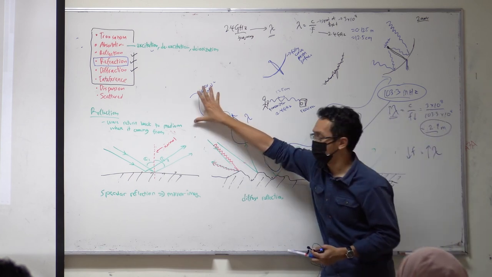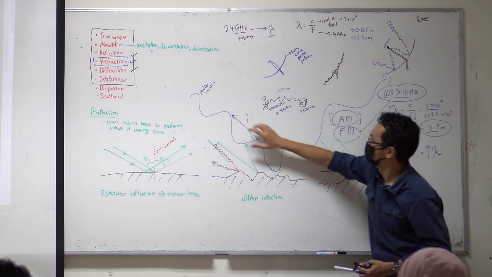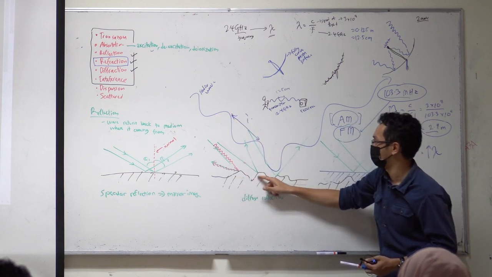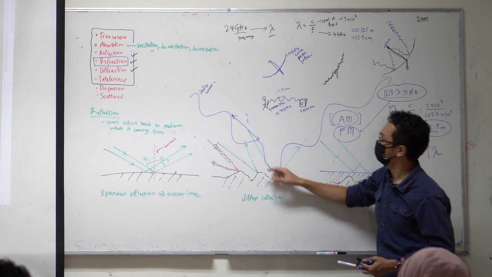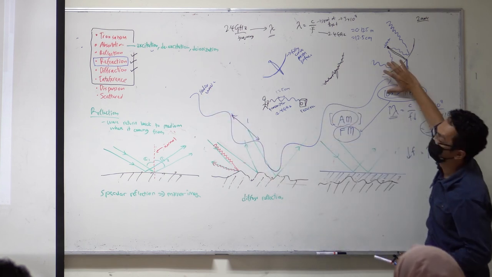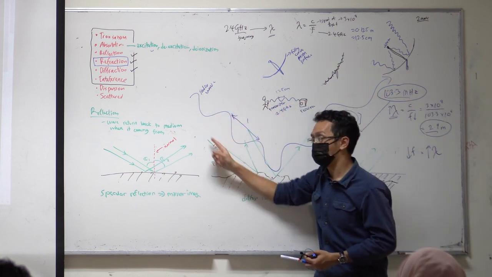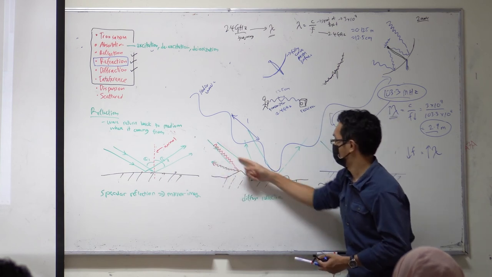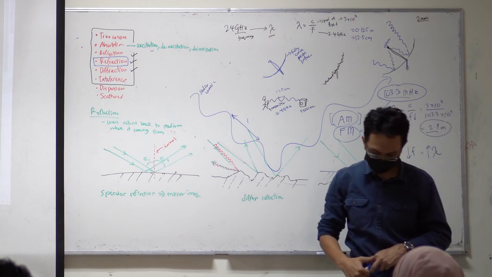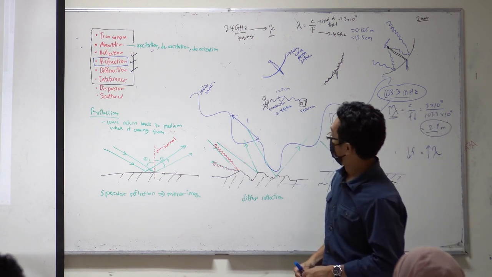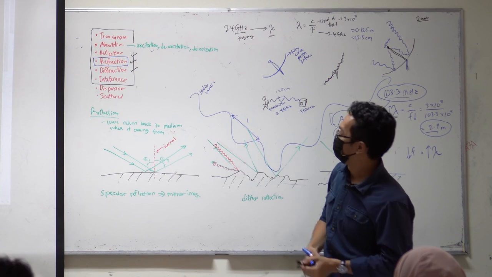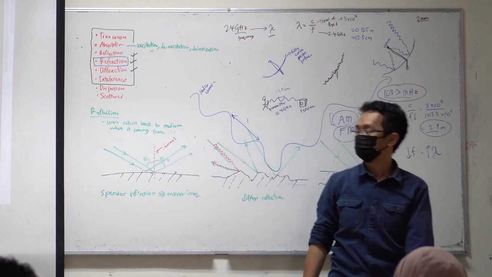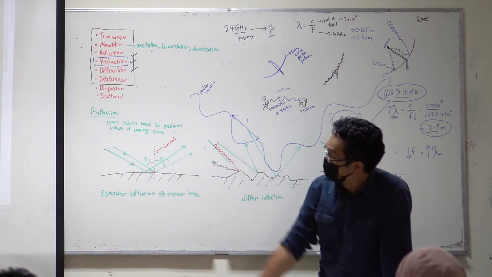If the wave is much, much bigger than the imperfection, then the wave can reflect well. But if the wave is smaller than the imperfection, then you get diffuse reflection. I don't want to go to refraction today because it's already 10:15 and my laptop is also running low.